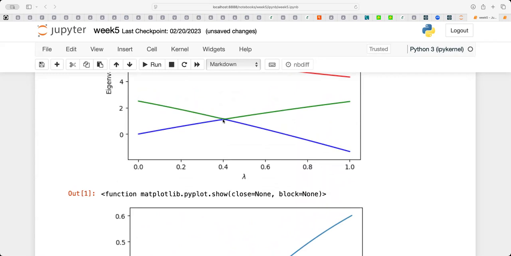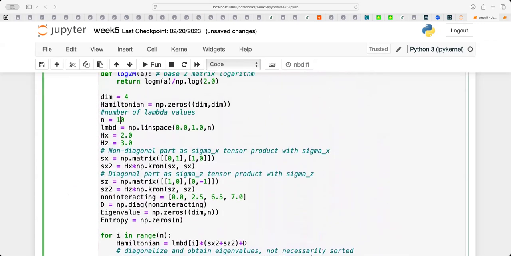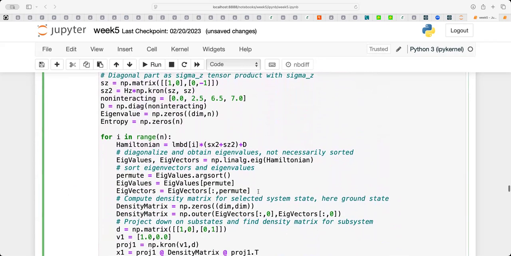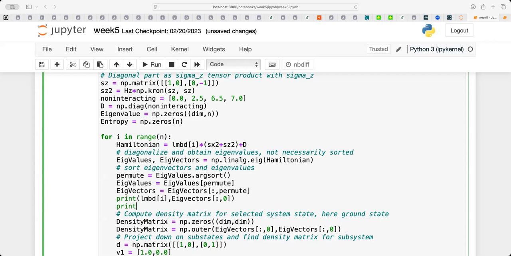So let's see that by looking at the coefficients. What I'm going to do now is to reduce the number of values to 10. Then I'm going to print the eigenvectors as a function of this strength parameter. So let's just do that. This is the strength parameter. And then I'm going to print the eigenvector for the ground state. So I'm going to print the coefficients of the eigenvector for eigenvector 0, like this. And then I'm going to do the same thing now for the first excited state.